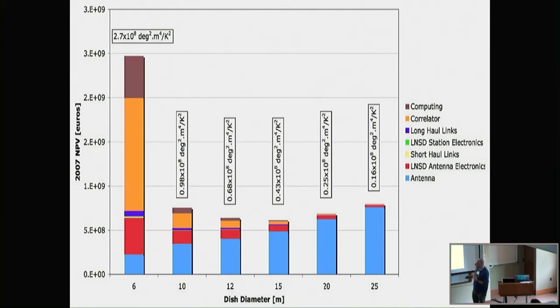And what you see is if you make them out of little tiny dishes, it's getting very expensive because of the electronics cost, the correlator, the computing cost. It goes as the square of the number of dishes. If you build it out of big dishes, the cost is dominated by the steel. What's interesting about this, there's sort of a cost minimum. It's kind of wavelength dependent. But the cost minimum is shifting down.